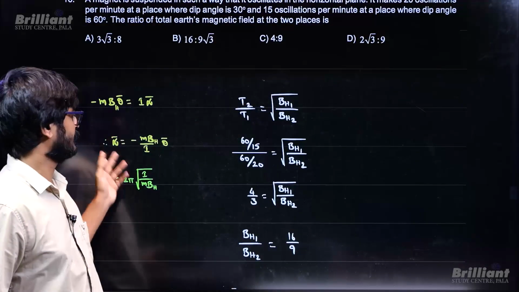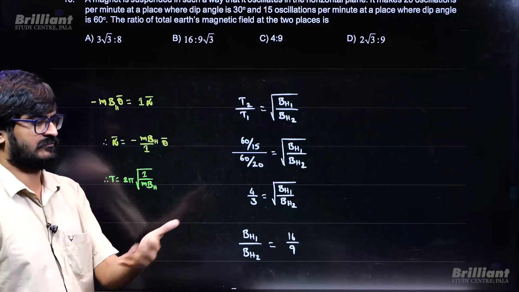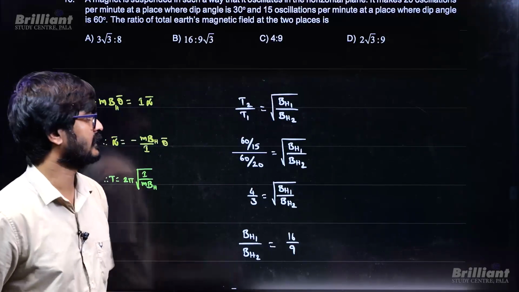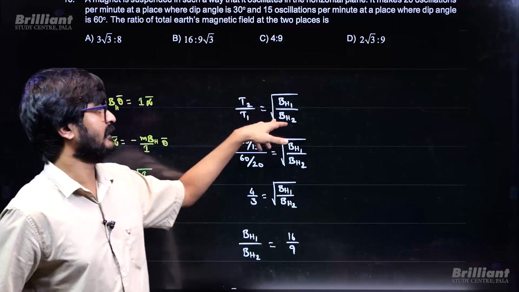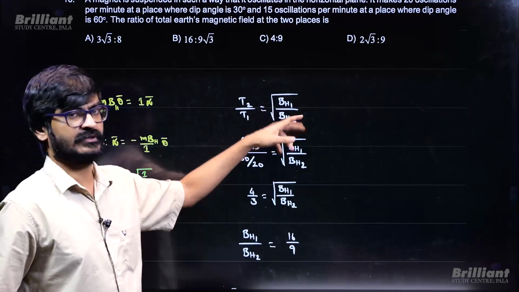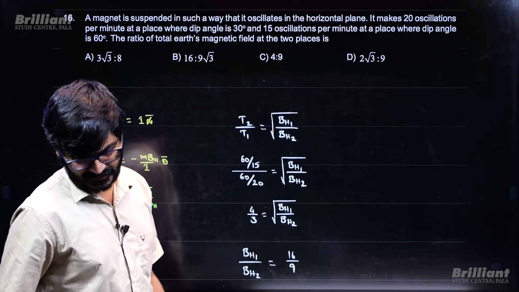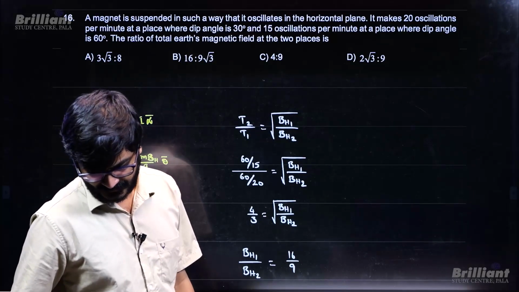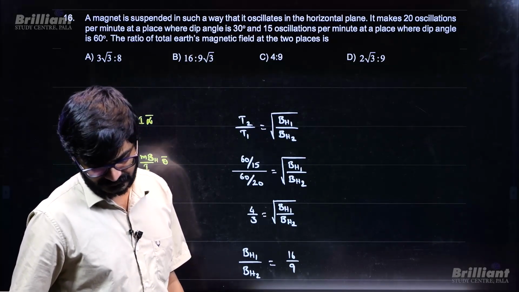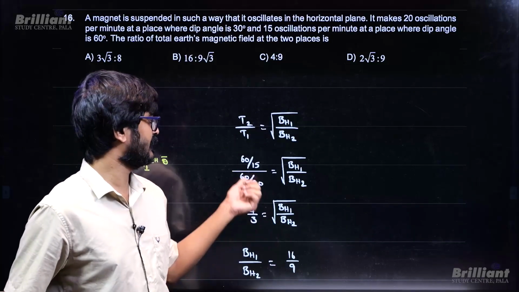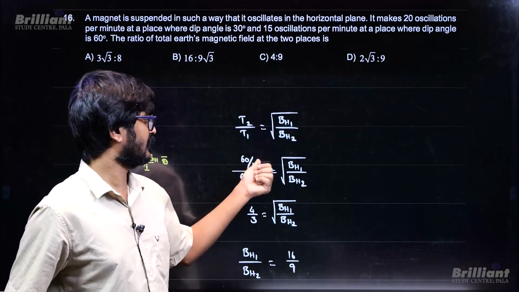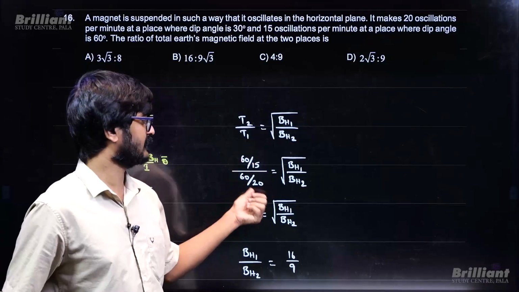Now again, this experiment is conducted horizontally, only the horizontal component will be playing a role in rotation. So time taken ratio will depend on only the horizontal component ratio. They said 20 oscillations per minute. So for one oscillation, how much time will it take? 60 by 20. So for one oscillation, 60 by 15. That's the second case, first case.